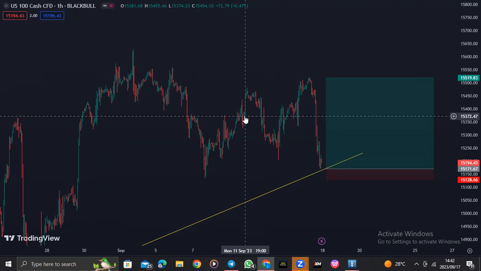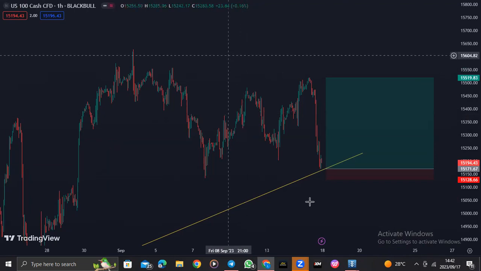Then I sent CHFJPY. CHFJPY, guys, it hit stop loss, right? Then I sent USDCAD on Friday, late Friday, I think around 5. I sent USDCAD, and then it went into deep profits. That's how we closed the week.